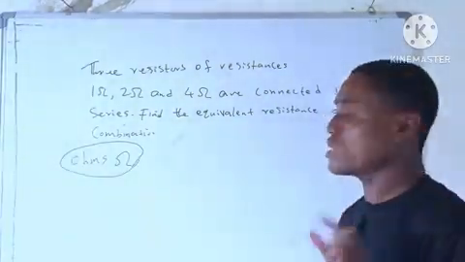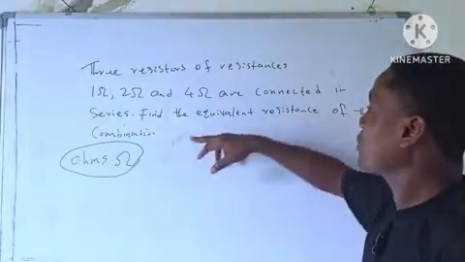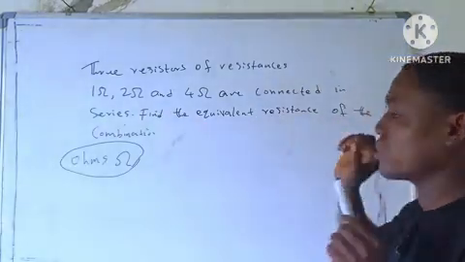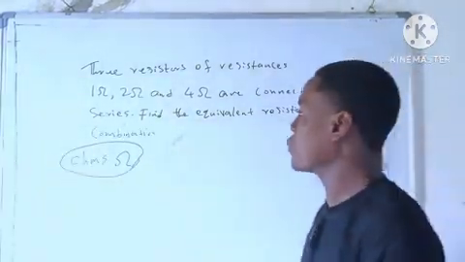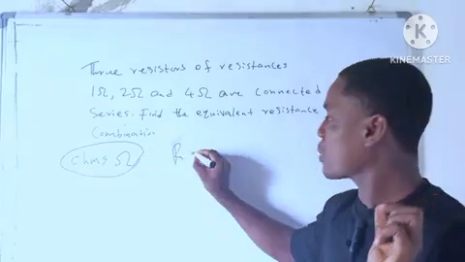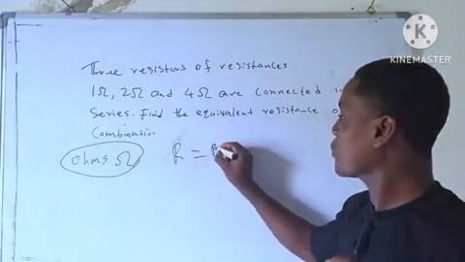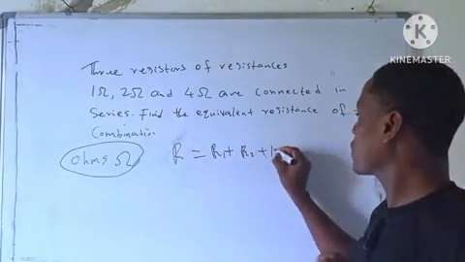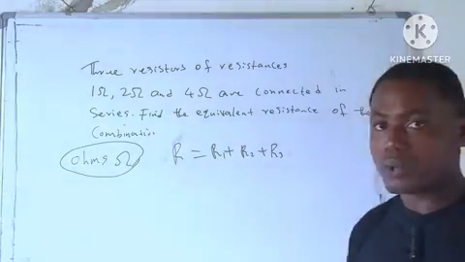So what did I say about series connection? From this question they said in series form, right? They said find the equivalent resistance of the combination. So we do what? The equivalent resistance R equals the first resistor plus the second resistor plus the third resistor, right?